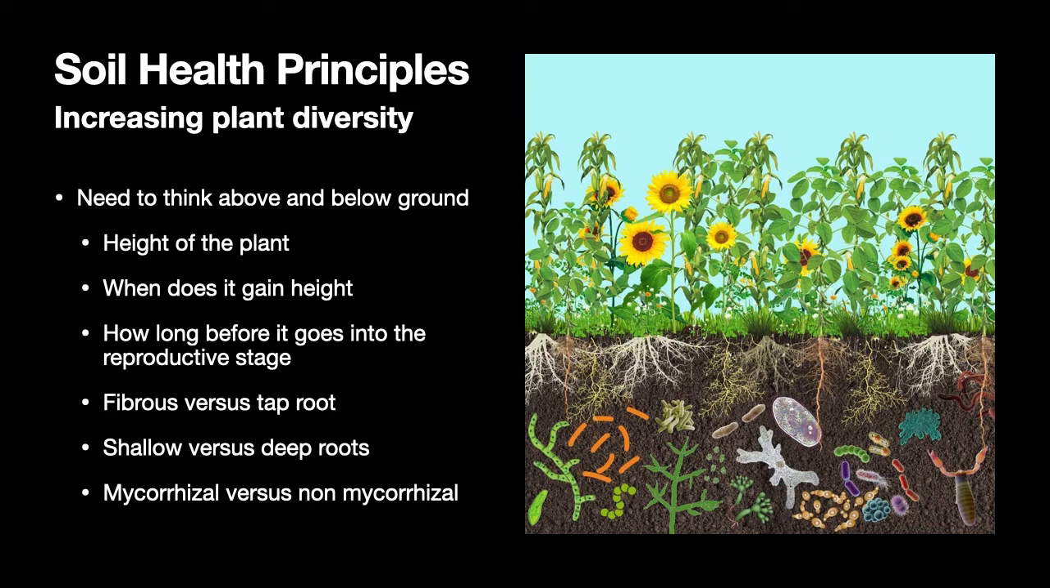So in this case, canola is non-mycorrhizal. When we throw peas in with it, now we have a mycorrhizal plant that will support that mycorrhizae through that year of growing canola.